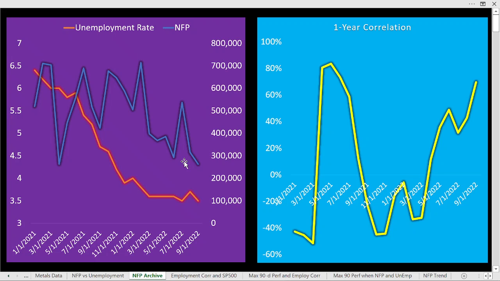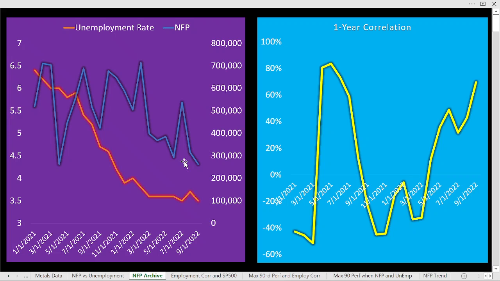You'll notice this doesn't really make a lot of sense because when the non-farm payroll goes down, we would expect the unemployment rate to go up. But they're both moving down, which just tells us non-farm payroll is weakening, but the unemployment number has not caught up yet to the data.